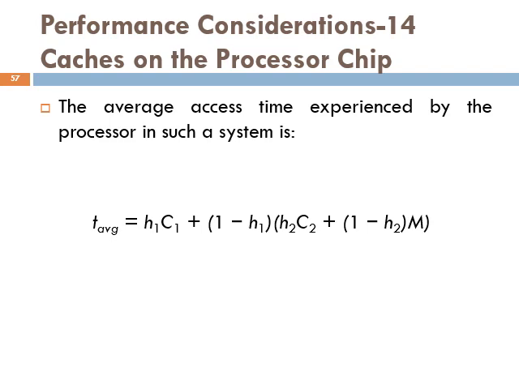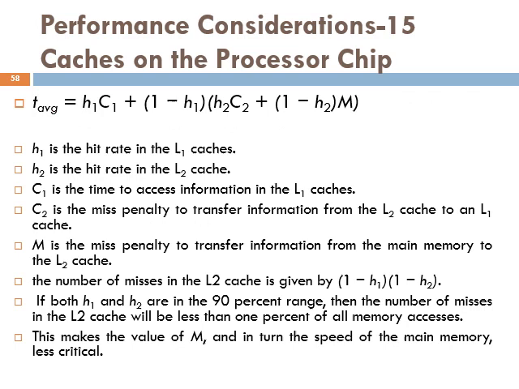Thus, the average access time experienced by the processor in such a system is T average = H1 × C1 + (1 − H1) × H2 × C2 + (1 − H1) × (1 − H2) × M, where H1 is the hit rate in the L1 cache, H2 is the hit rate in the L2 cache, C1 is the time to access information in the L1 cache, and C2 is the miss penalty to transfer information from the L2 cache to an L1 cache. M is the miss penalty to transfer information from the main memory to the L2 cache.